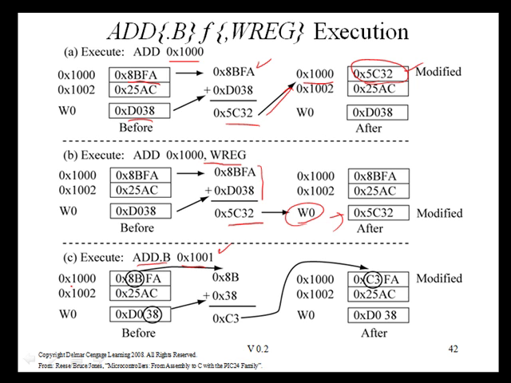If we look at this memory as being 16 bits wide, the word stored at location 1000 is 8BFA. The byte stored at 1001 is going to be the most significant byte of the word stored at 1000. So that's going to be 8B. So we're going to add 8B to the lower byte of W0, which is going to be 38. The result, C3, is going to be written back to location 1001, which is the most significant byte of the word stored at location 1000.